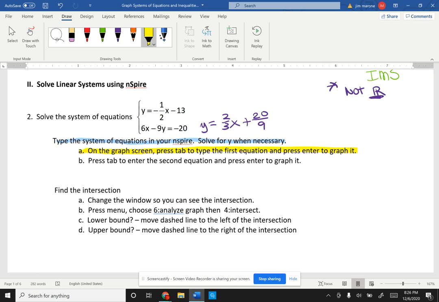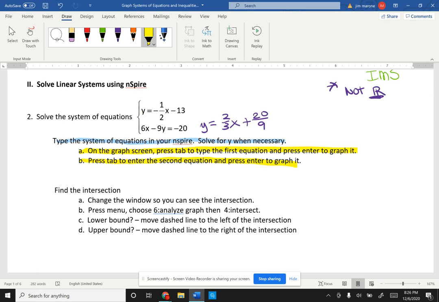And then press tab to enter the second equation and then press enter to graph it. So you should see the two graphs. One should be blue and one should be red if you have the color one, which I think most of you do. To find the point of intersection, it's going to be very similar to what you did to find the zeros and the min or the max of the functions.